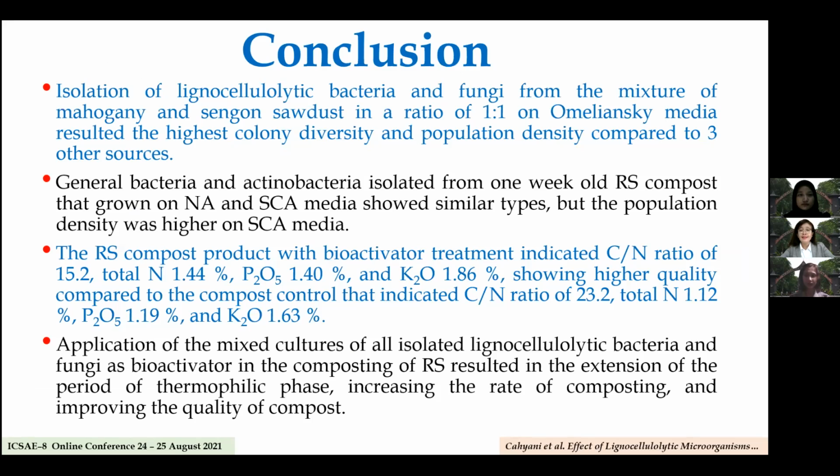Okay, at this slide, let me conclude the results. The first point: isolation of lignocellulolytic bacteria and fungi from the mixture of mahogany and sengon sawdust on Omeliansky media resulted in the highest colony diversity and population density compared to 3 other sources. Point 2: general bacteria and actinobacteria isolated from the 1 week old rice straw compost and grown on NA and CA media showed similar types, but the population density was higher on CA media.